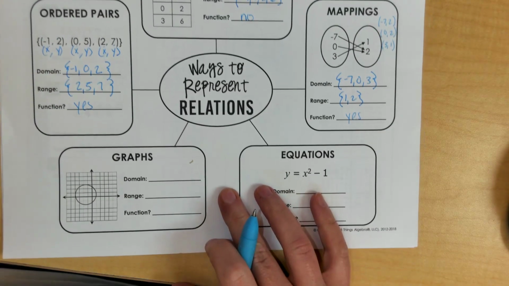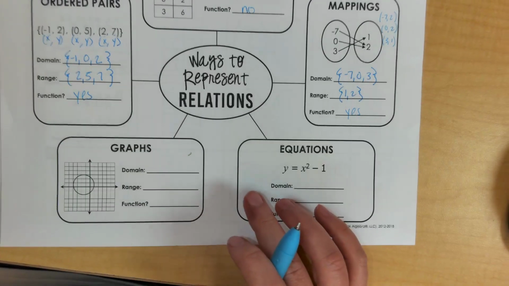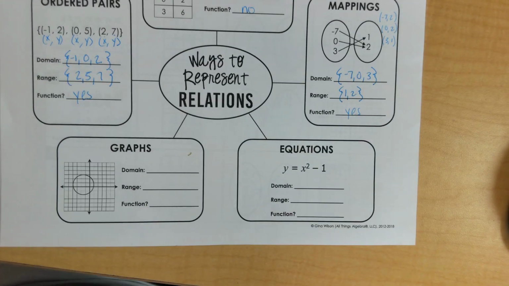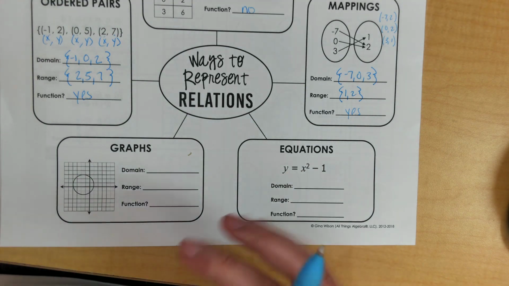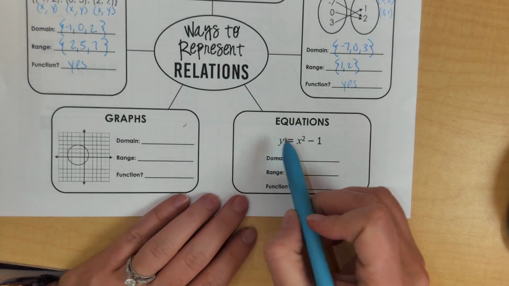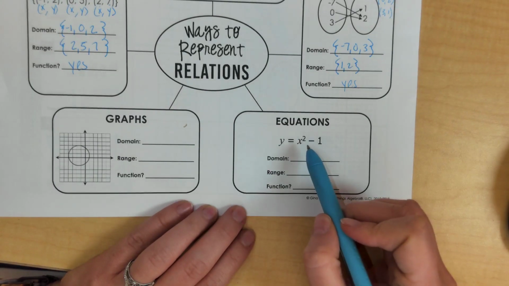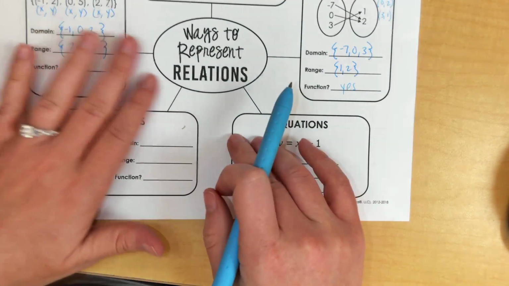Okay. Now, the last two ways that we represent relations are generally going to fall under a continuous set of numbers, which we're not really ready to talk about yet in class. But for the purpose of these notes, I'm going to go ahead and buzz through this so that when we do come back to it, you'll already have these notes and you can fill them in and know what's going on. So, equations are another way that we do represent relations.